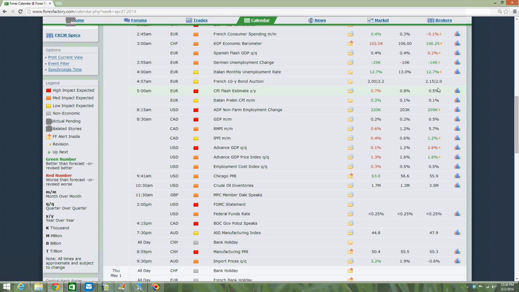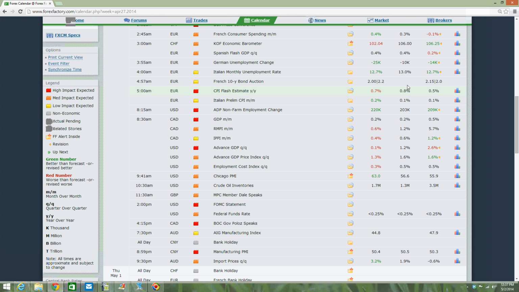So as you can see here, this is year over year, right? The previous, one year ago, was 0.5%. The forecast was 0.8%, and the actual data that has been released came in at 0.7%. Now, the initial reaction on the euro dollar on the release was to go to the downside into the 137.70 area, but this was a fake move.